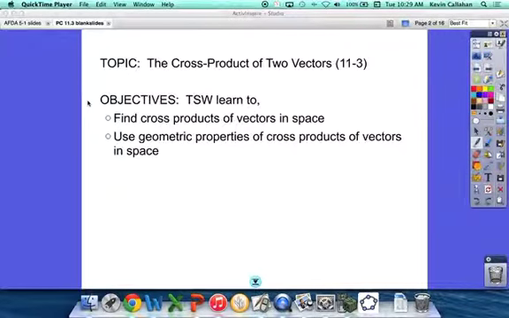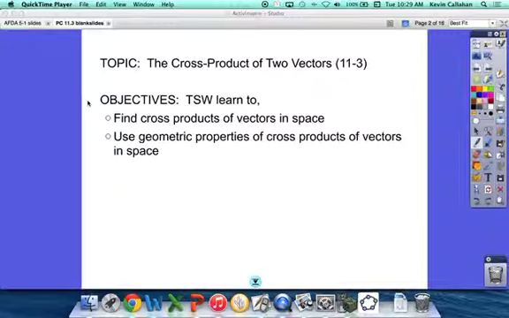All right, so this is the last section we're doing relating to vectors, called the cross product of two vectors. Remember, we have basic vector operations where we add, subtract, and multiply by a scalar or constant. Then we found there was a new one, which was called a dot product.